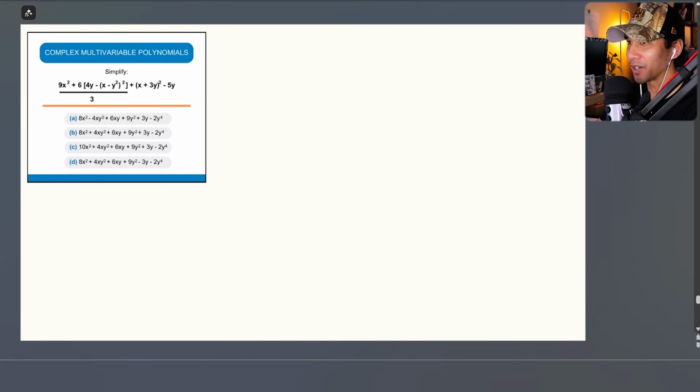It's going to be a monster, dude. I'm going to be erasing a lot. So, okay, let's just go ahead and do it. Okay. So you have 9x squared plus 6(4y minus x minus y squared).